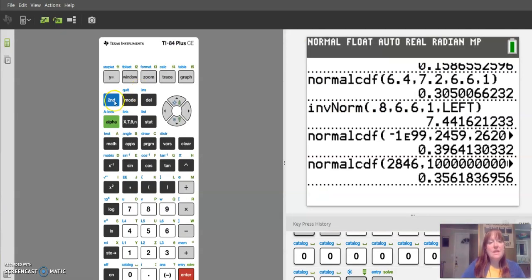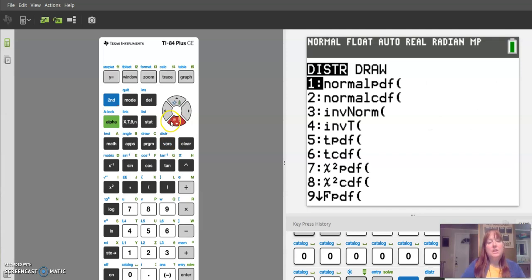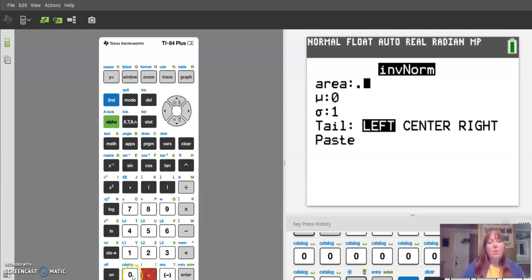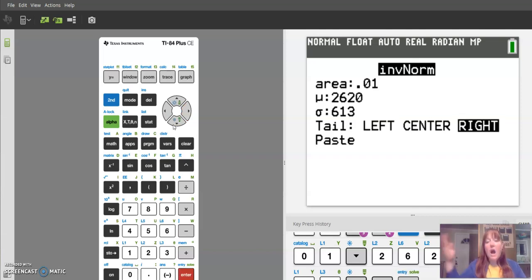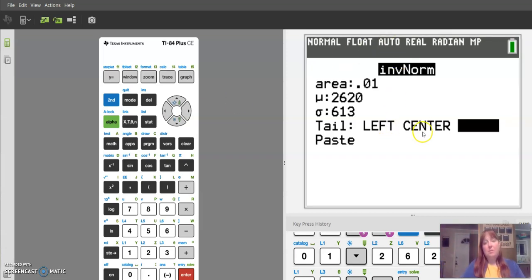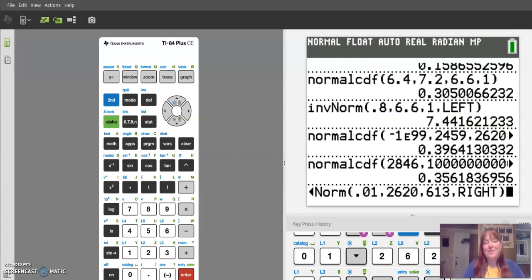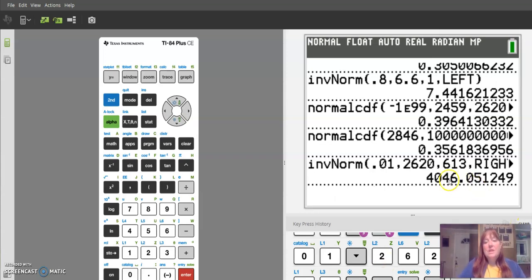In this case, we use the InvNorm function. I should really figure out how I'm actually supposed to pronounce that. What's our area? 0.01, because it's 1%. Our mu was 2620, and our sigma is 613. And we're looking at a right tail, because we want the top tail, the 1% at the top. The left tail would be the 1% at the bottom, and the center tail would be the 1% right smack in the middle, which wouldn't tell us much. We don't care about them. Okay, top.